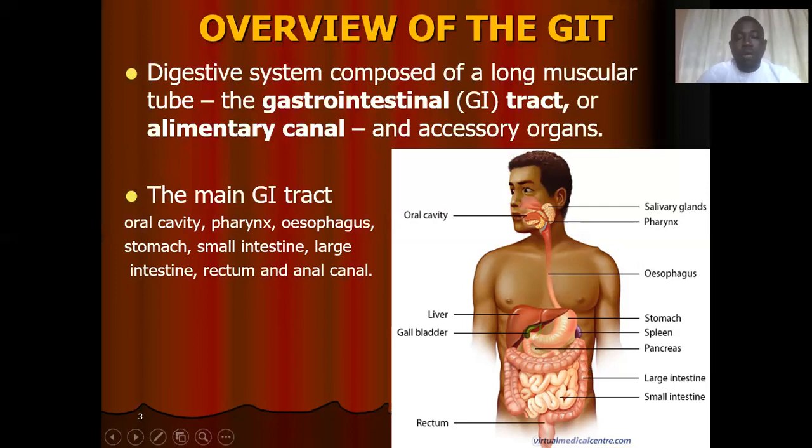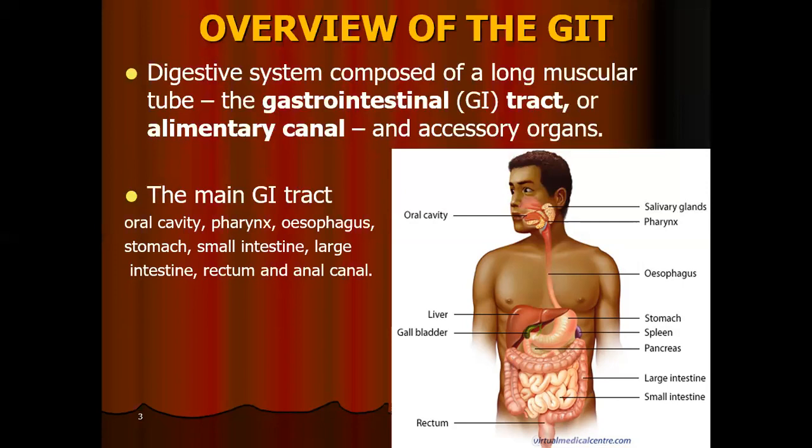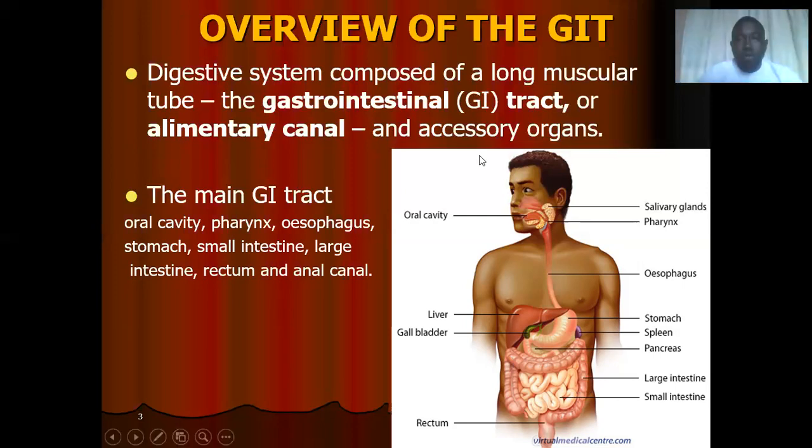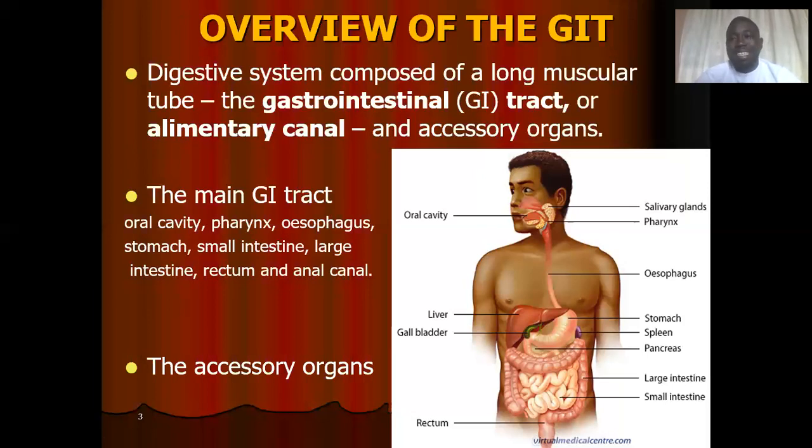Now, aside from this one, we also have other organs that don't play a direct role in ensuring that digestion has taken place. However, they contribute to digestion taking place in the body. Because of that, we call them the accessory organs. So if you hear accessory organs of the GI tract, we are talking about organs that have some role to play, but are not directly involved in it.